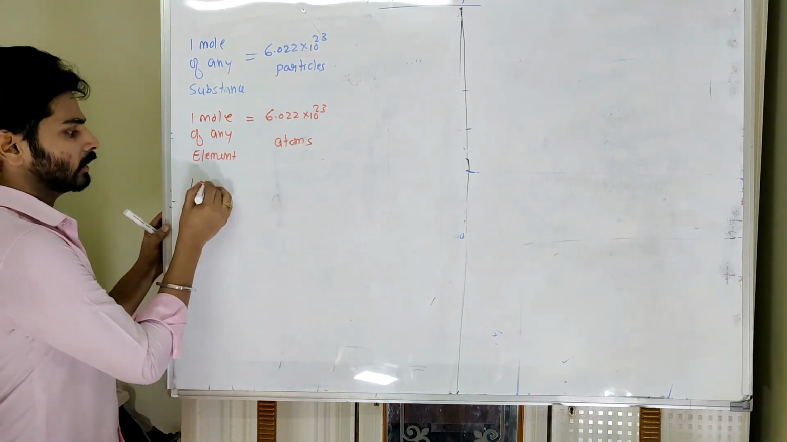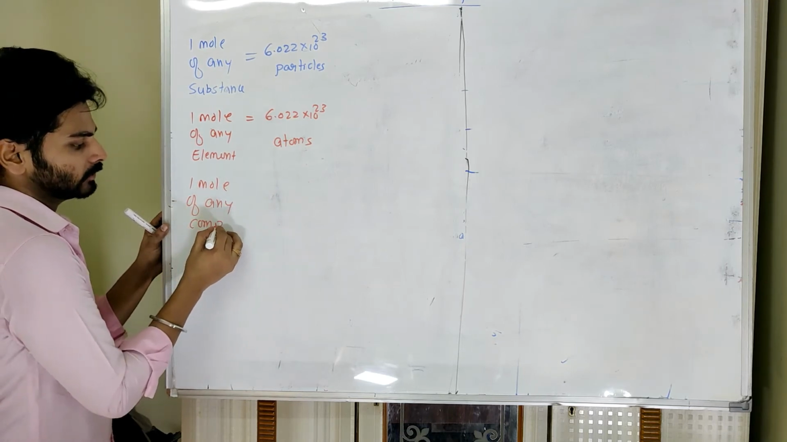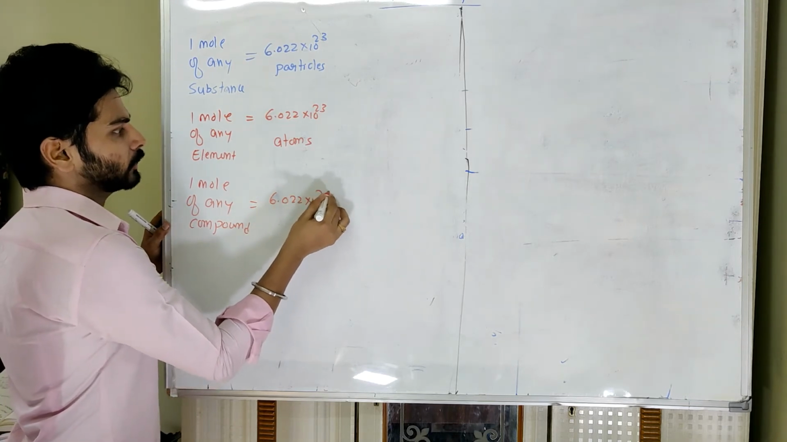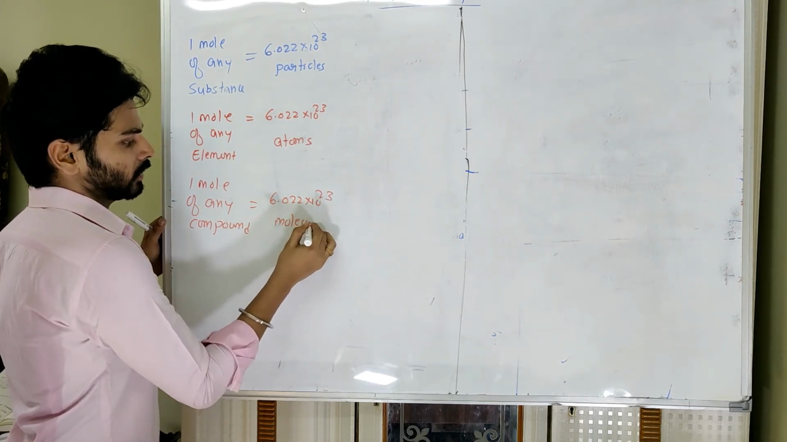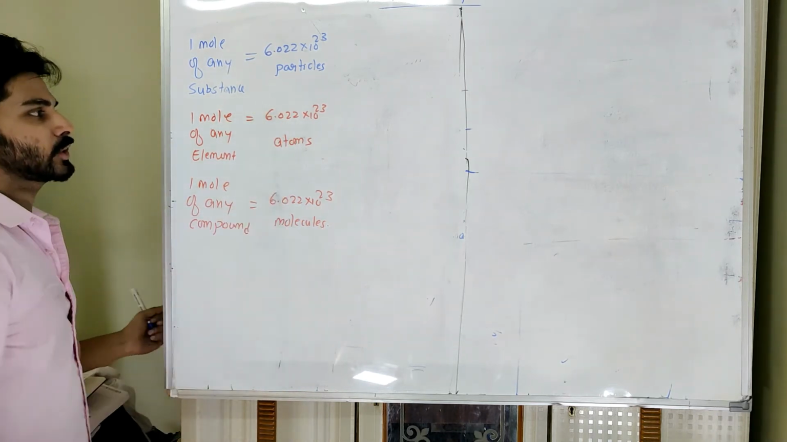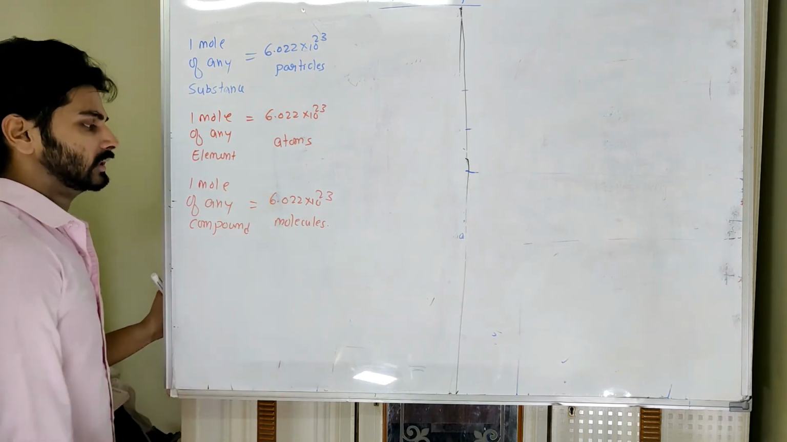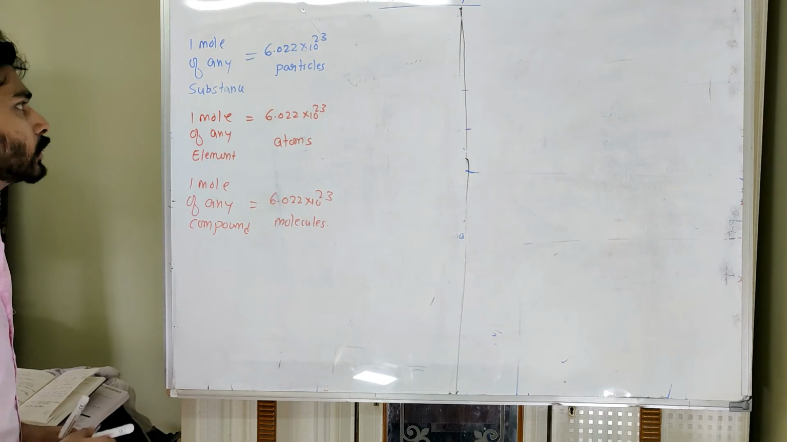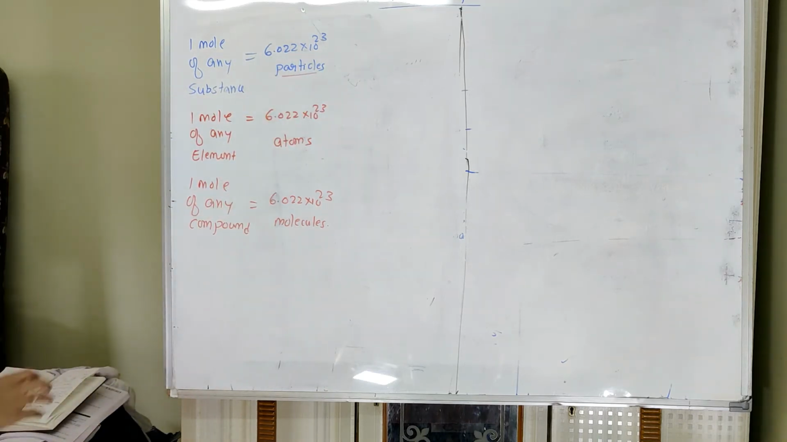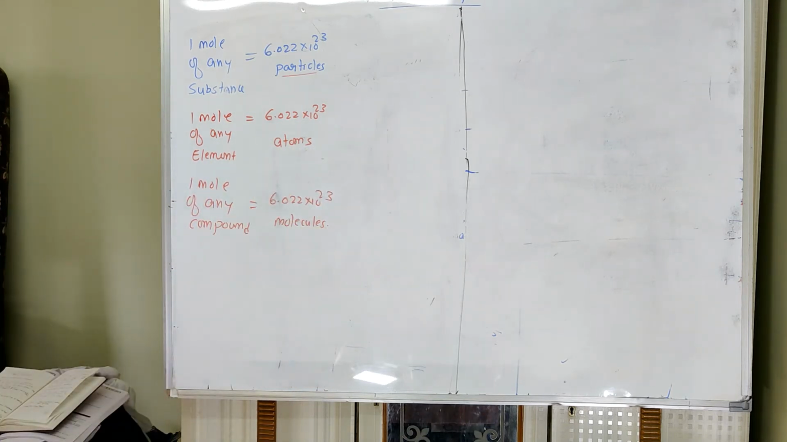If I know the substance is a compound, then 1 mole of any compound is equal to 6.022 into 10 raised to 23 molecules. While doing the calculation, you need not go for this 0.022, otherwise you can use this as 6 into 10 raised to 23. So in general, if you don't know what the substance is, then you can use the general word particles. If you know the substance is an element or compound, you can specifically mention what it is.